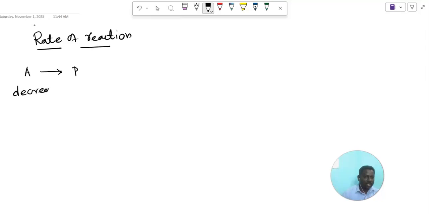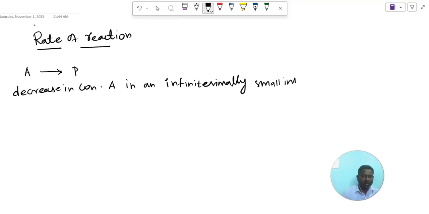decrease in concentration of reactant A in an infinitesimally small interval of time.